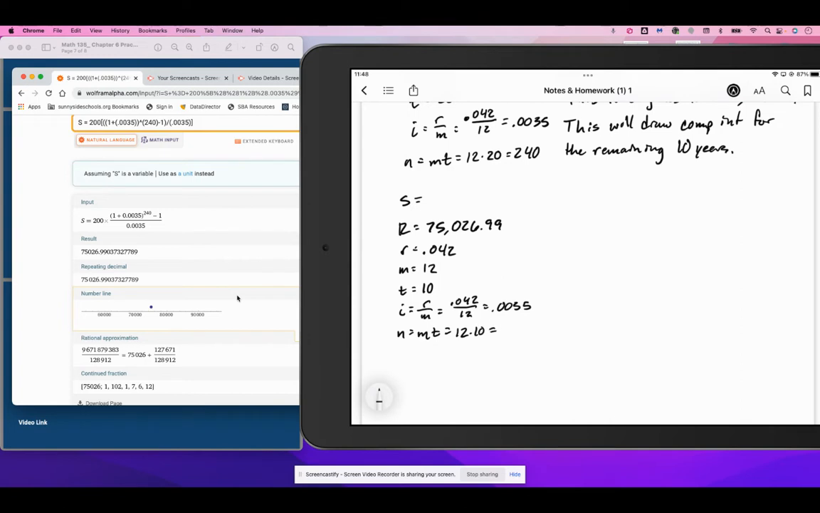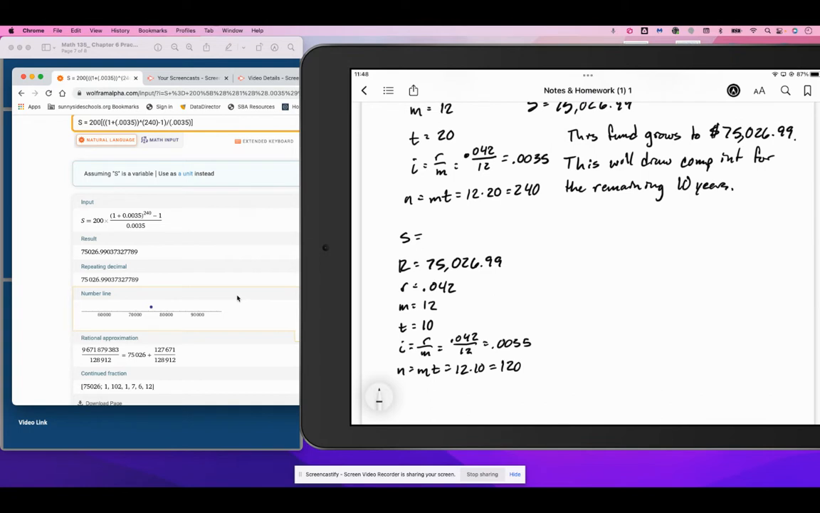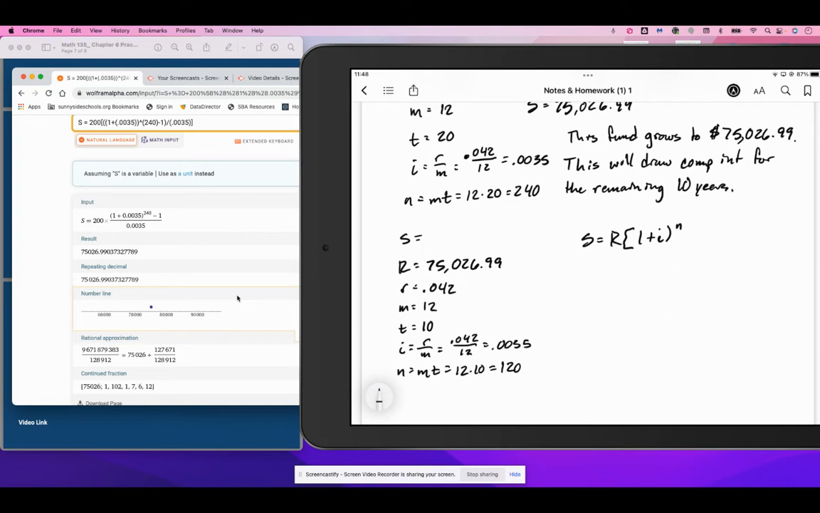So we had 12 times 10, so 120 compounding periods for this. So let's get our compound interest formula going over here. S equals R times 1 plus i to the power of n. We've got S equals 75,026.99 times 1 plus 0.0035 to the power of 120.